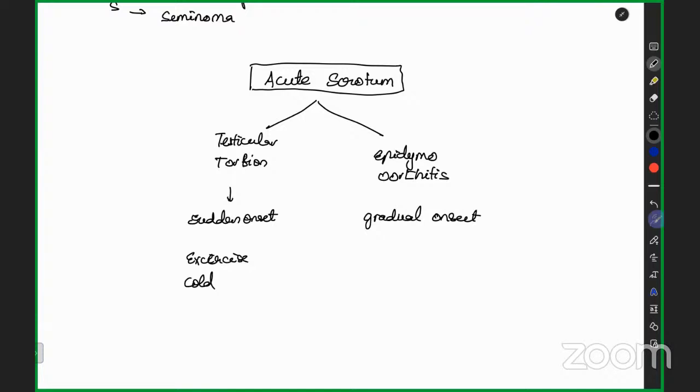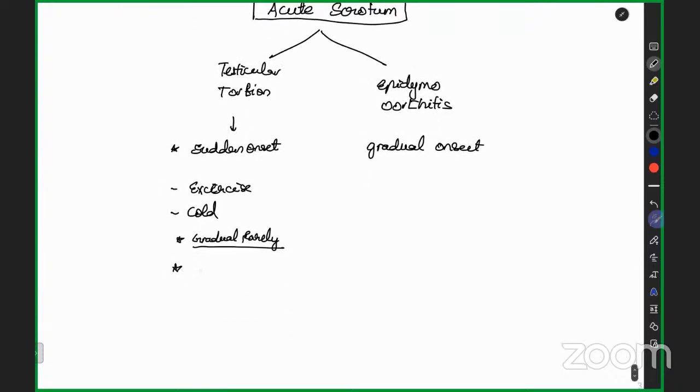But remember, don't always expect it to be sudden onset. Rarely, it can also be gradual. This is what I wanted to tell you. The recent Bailey says it is gradual, rarely. Earlier, we used to say it is fully sudden onset. Now they say it is gradual, rarely. Plus, you have to remember, fever is not a compulsory condition. Fever may be there or may not be there.